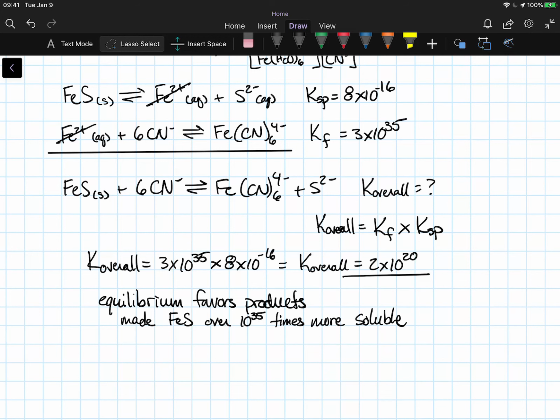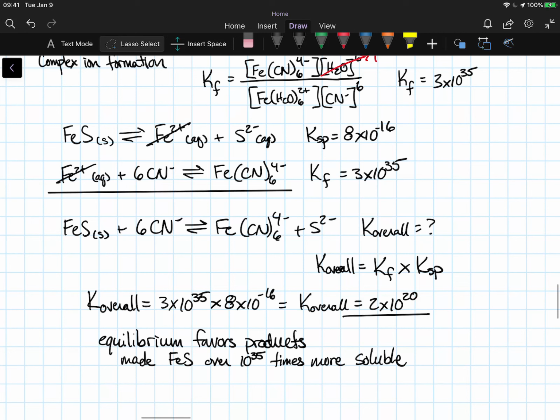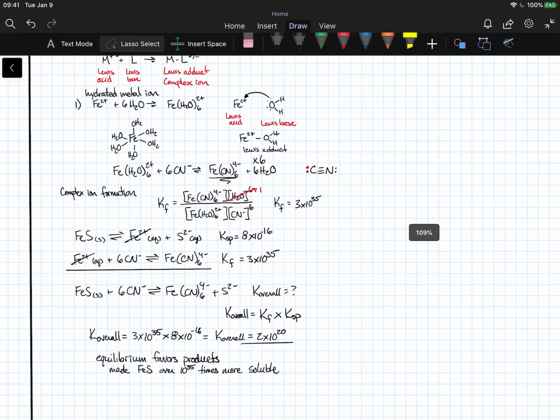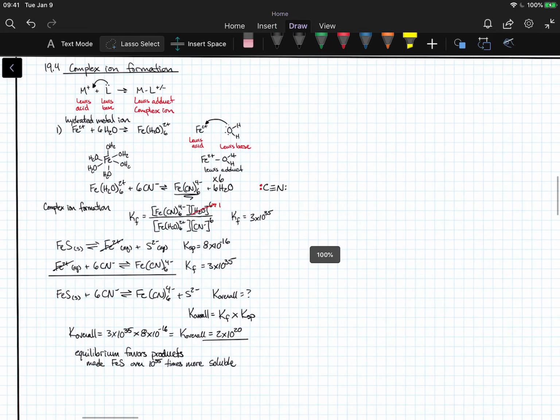So again, we used a formation reaction, Kf, which is really high, to couple with something that's not very soluble at all, 10 to the negative 16th for the Ksp. We've coupled these two reactions in order to make this go to completion, and we essentially dissolve all of the iron sulfide. And that's what we need to know about complex ions from this type of equilibrium discussion.